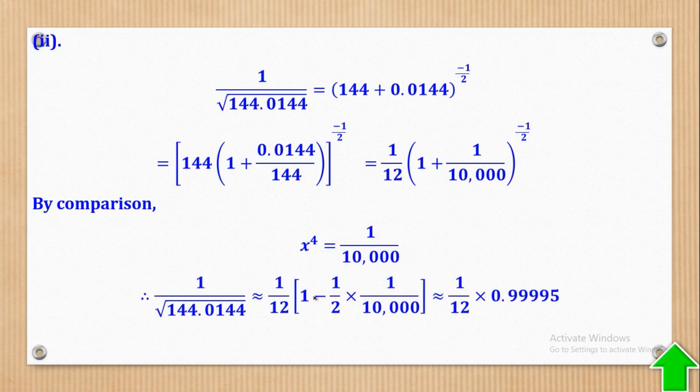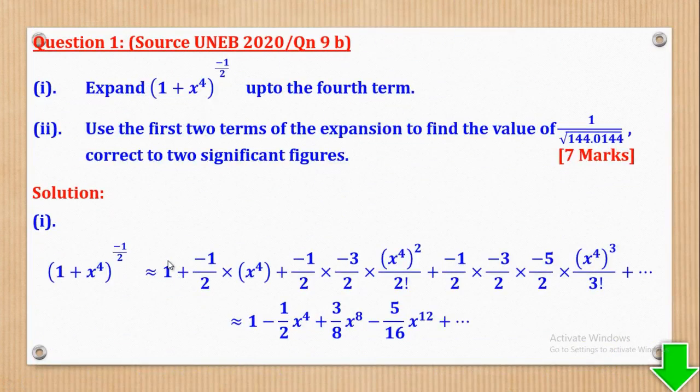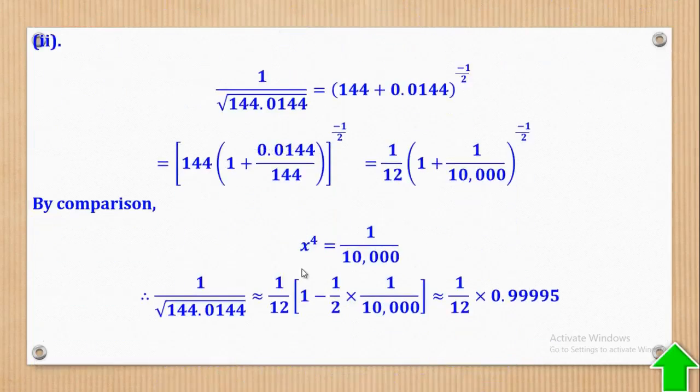So, your common substitute, remember in our expansion, it was 1 minus a half x to the power 4. Now, we have already got the value of x to the power 4. So, your common substitute, it should be 1 minus a half times x to the power 4, which is this. But remember, there was 1 over 12 outside, so you have to maintain that 1 over 12 here. Then when I use a calculator, this box bracket will give me this.